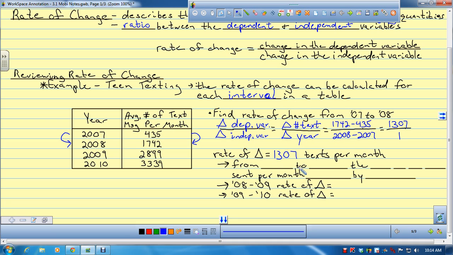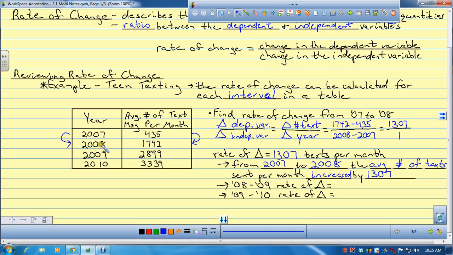Now that's not how many messages they send. That's our change. So in '07 it was way down here. In '08 it jumped up all the way up here. So when an example says to explain your reasoning or justify, you'll justify it with all this, and then when you go to explain it, you'll say from 2007 to 2008, the average number of texts sent per month, what did it do? Well, it increased by 1,307 text messages.